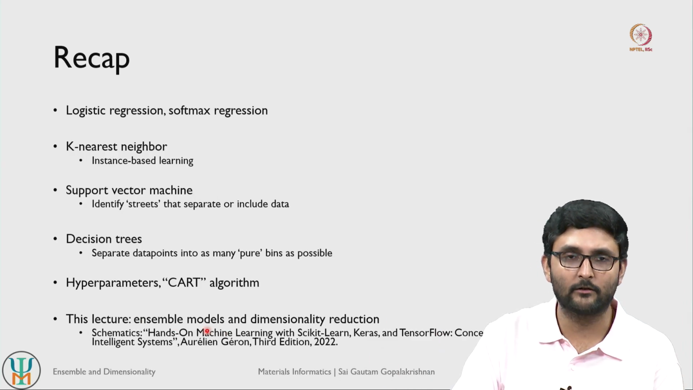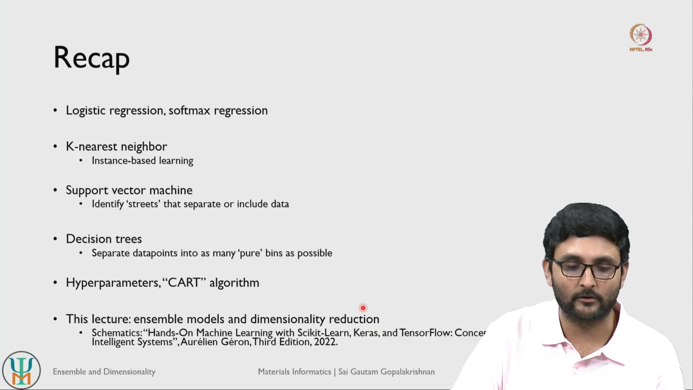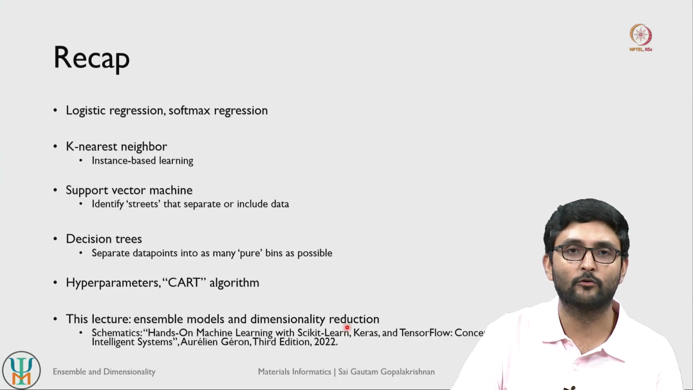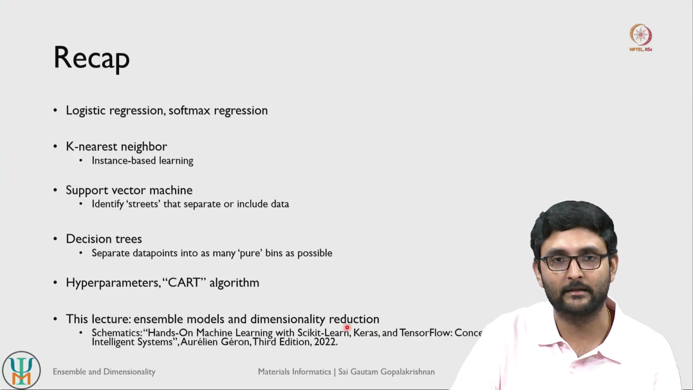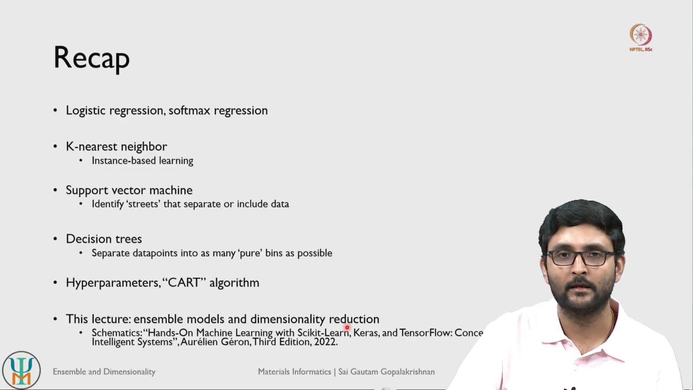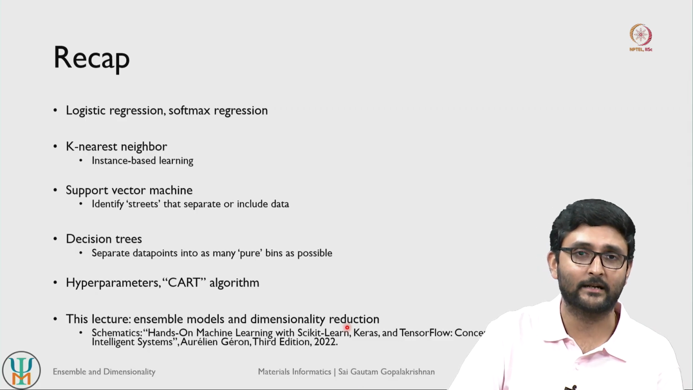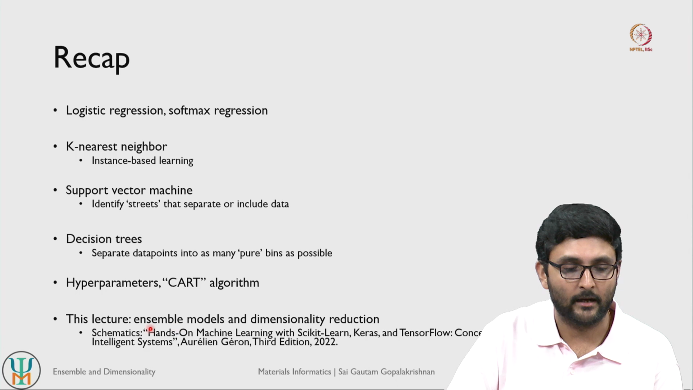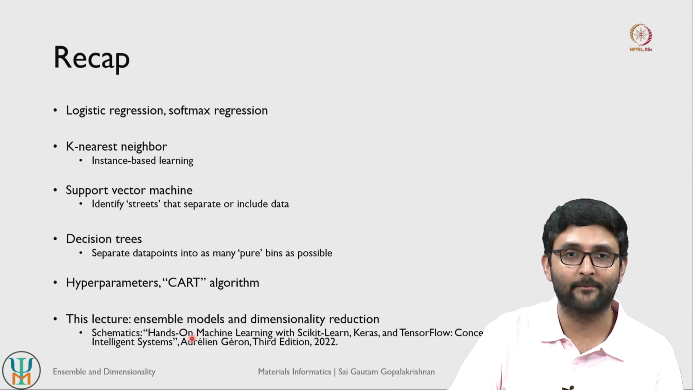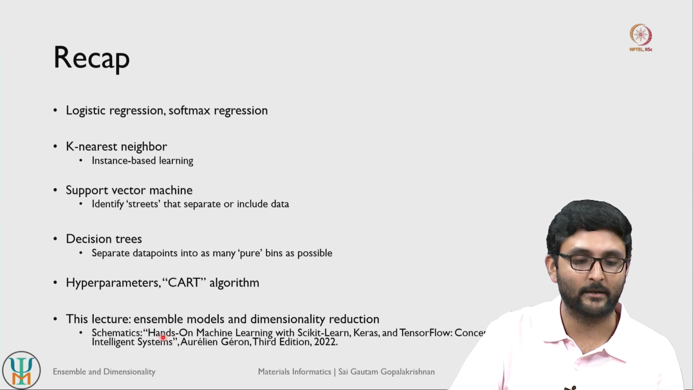So in this lecture we will look at slightly more complicated classical models which are referred to as ensemble models, and we will also look at examples of how to reduce dimensionality, especially with the number of features that we may have to deal with in constructing practical machine learning problems. As before, all the schematics that I will be using, unless otherwise mentioned, are from this book by Aurélien Geron.